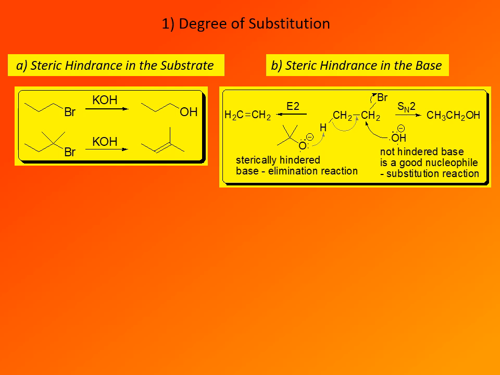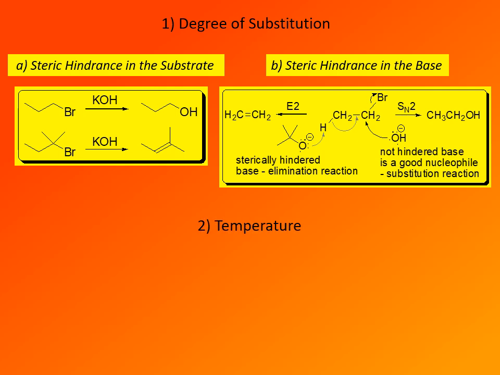We should use a large sterically hindered base like t-butoxide, and then E2 elimination occurs. So in conclusion, a sterically hindered base favors elimination, while a smaller base, a strong nucleophile, favors substitution.